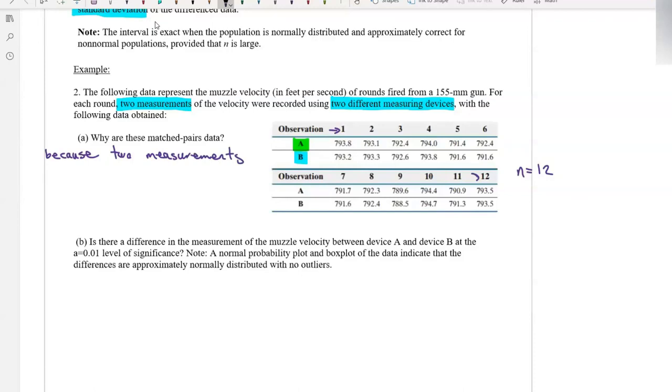So we have 2 measurements, and those were from A and B. And these are in the same round. So for this one part, device A, we had this data in the first run, and then here for B, we had this number 793.2.